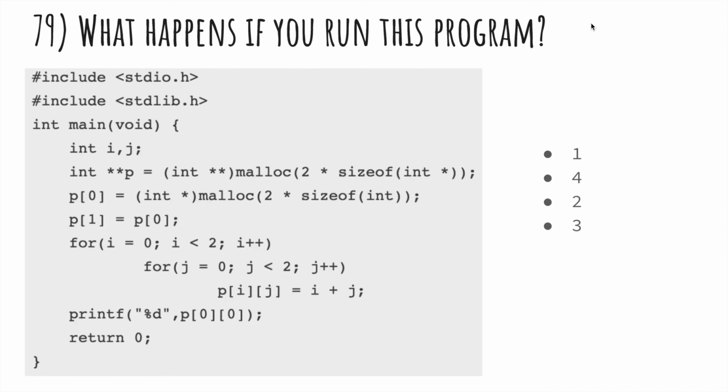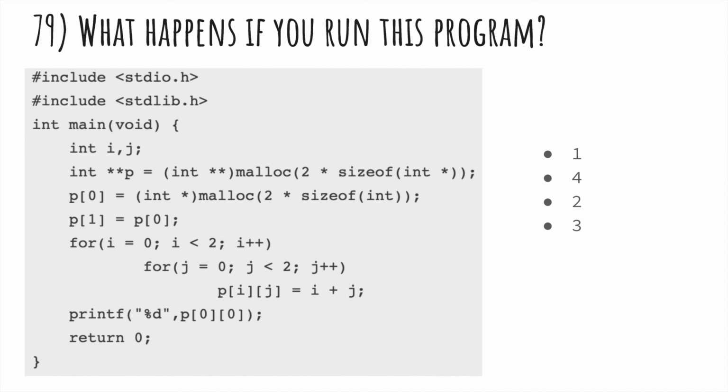In the next question, we have malloc again, and we have two arrays. But it's important to note here that p of 1 is equal to p of 0, because if it's a malloc, that means it's pointing to the same place. So you have two for loops here. So p of 0, 0 will equal 0 plus 0, which is 0. P of 0, 1 will equal 0 plus 1, which is 1. P of 1, 0 will equal 1 plus 0, which is 1. And p of 1, 1 will equal 1 plus 1, which is 2.